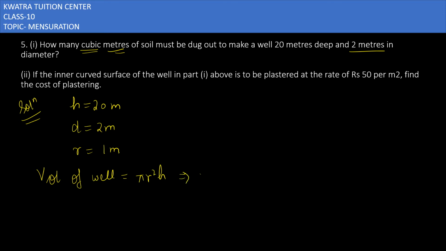It will be then pi will be 22 by 7. R square will be 1 into 1. H will be 20. So just multiply all these and divide it by 7. You will get 62.85 meter cube. So yes, this is the answer for the first one.